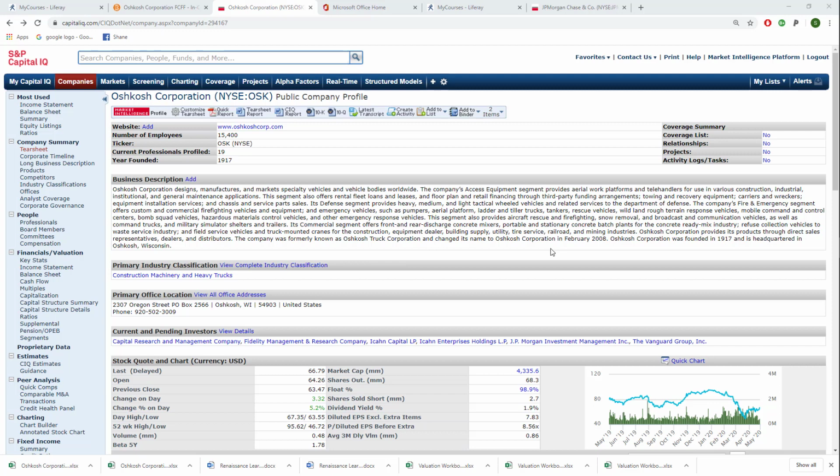I picked out Oshkosh because it does have some similarities on its balance sheet. For example, I mentioned in the last valuation unearned revenue. They have some unearned revenue on their balance sheet. I want to show you how that works into the estimate.